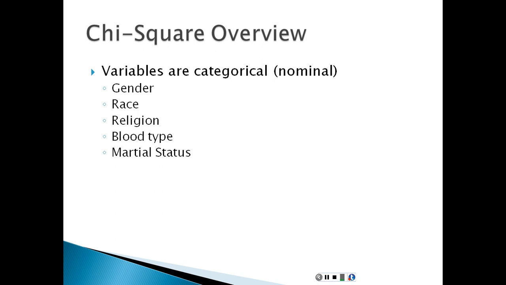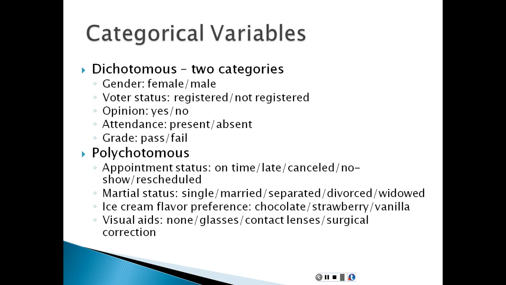So, for instance, categorical variables can also be considered as nominal, and this could be categories such as gender, male or female, race, religion: Catholic, Baptist, Protestant. I'm sorry, I'm looking at religion here. Religion, Catholic, Baptist, Protestant, race, blood type, marital status. So categorical variables can fall into a number of categories.